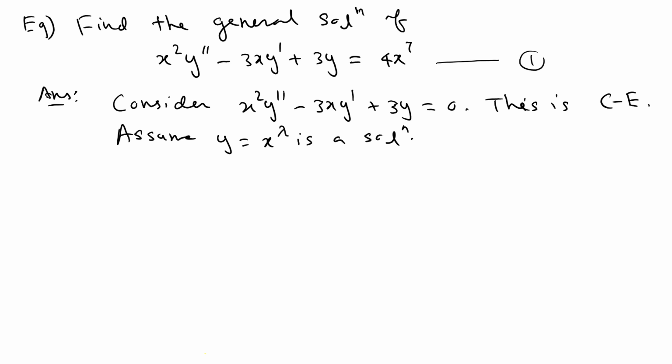And then we take the derivatives. If we assume a solution like that, then y prime equals lambda x to the lambda minus 1, and y double prime equals lambda times lambda minus 1 times x to the lambda minus 2. Now we're going to substitute.